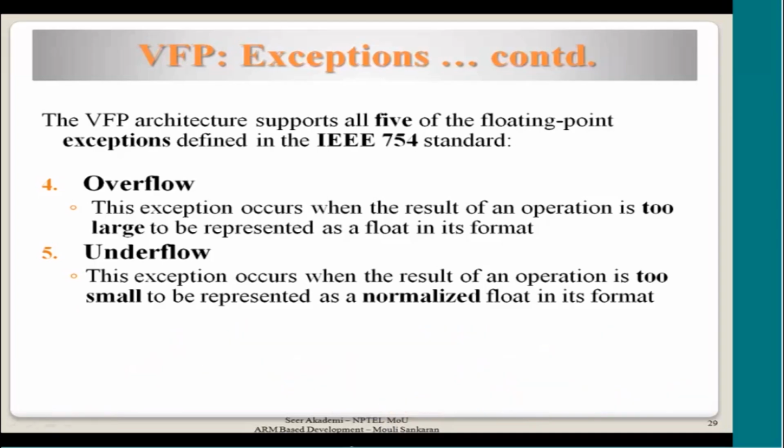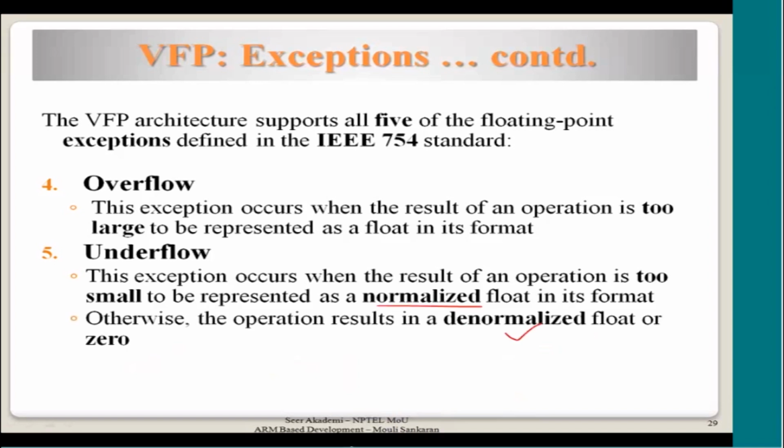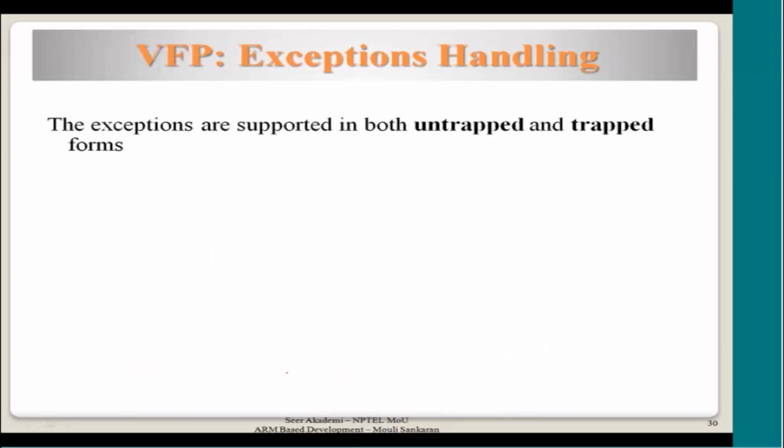When an underflow happens, if the result is too small to be represented in a normalized form, it can either be denormalized or be made plus or minus 0. Either you say it is closer to 0 and leave it, or you use a denormalized notation for that. Now, exception handling, how do you do it?